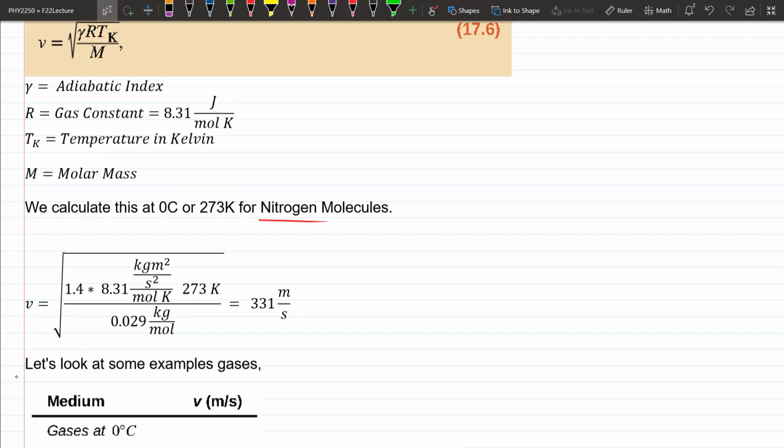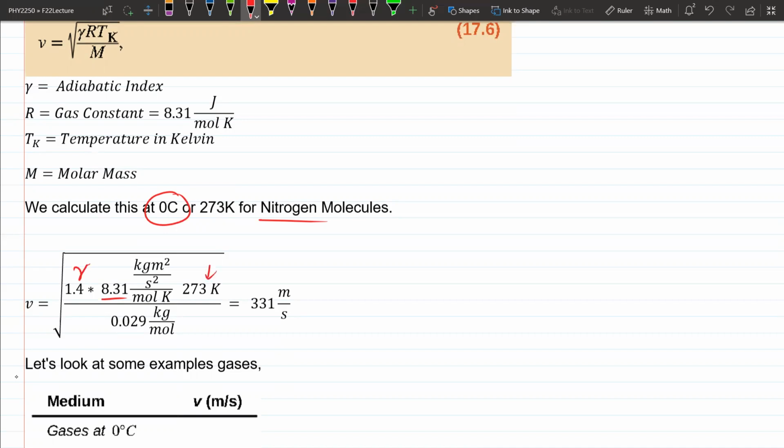The adiabatic index for nitrogen molecules is 1.4, and the gas constant, as I said, is 8.31. Let's say we want to calculate this at 0 Celsius, basically at the freezing point. It's a pretty cold day, maybe like last night, right? That's actually 273 Kelvin.